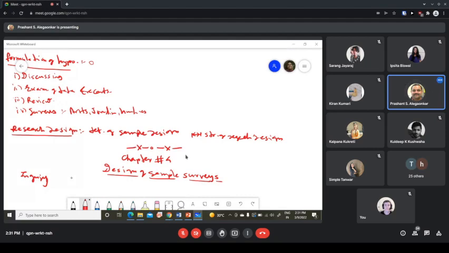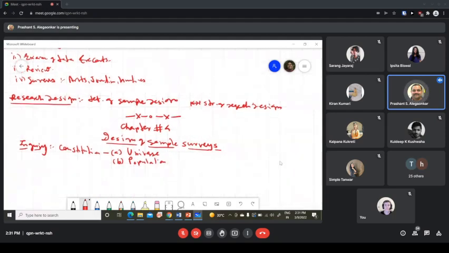So in the inquiry field, when you are inquiring into something, the constitution of inquiry comprises two things. One is the universe, and the second is the population.